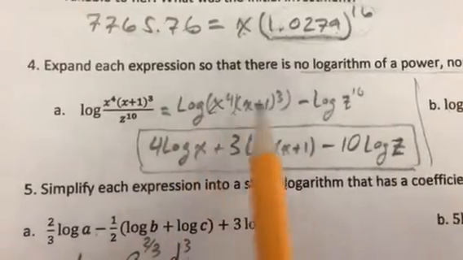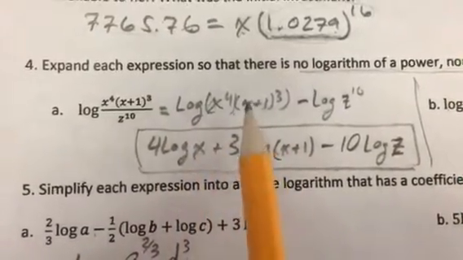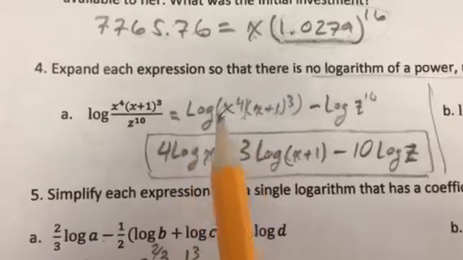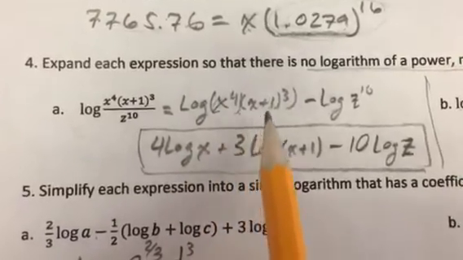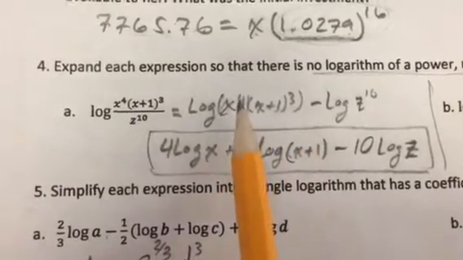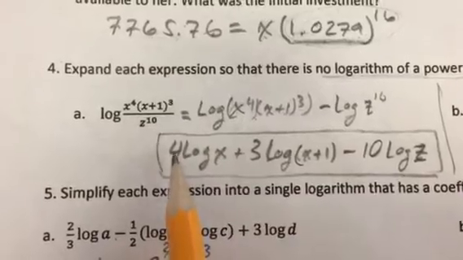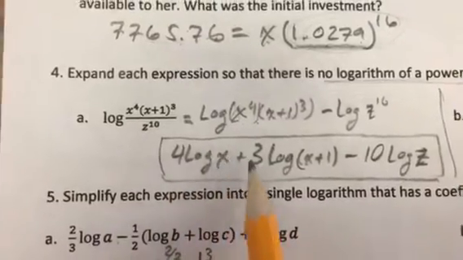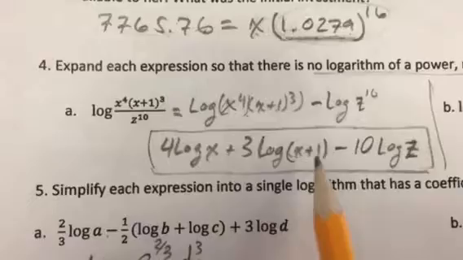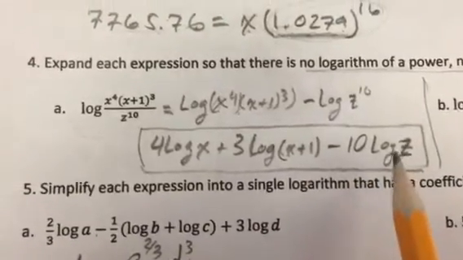This is log of a product, so I can split this into a sum of 2 logs, log of x to the 4th plus log of x plus 1 to the 3rd, and I'm bringing that exponent down in front as a coefficient, so it's 4 times log of x plus 3 times log of x plus 1 minus 10 log z. And that's it.